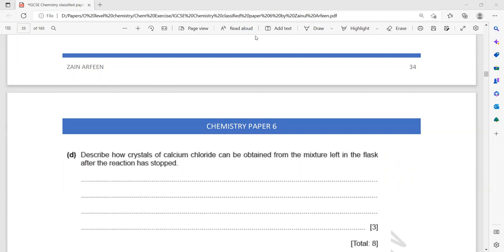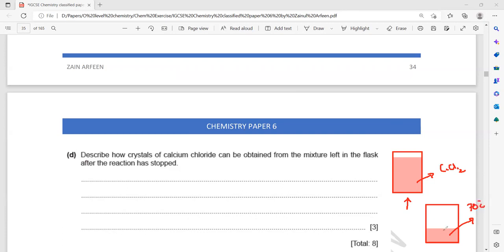Why do we cool the solution? After filtration, you will have an aqueous solution of calcium chloride. When we supply heat energy, the amount of liquid decreases, so it becomes a concentrated solution, but the temperature is still high. When the temperature is high, it can dissolve more. For example, if the water left here is maybe 70 or 80 degrees, it can dissolve more calcium chloride.